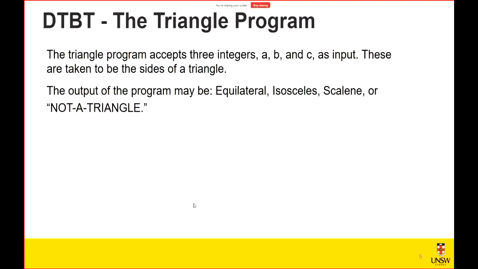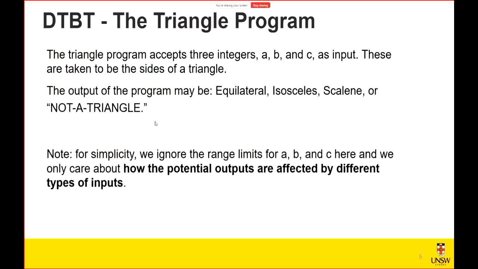And let's use a concrete example to go through how decision table works. So let's reconsider the triangle program, where the program accepts 3 integers a, b, and c, and each one of the integers is taken as a side of a triangle, and then the output of the program will be the shape of the triangle, or if these 3 integers cannot form a triangle, it will just output not a triangle.